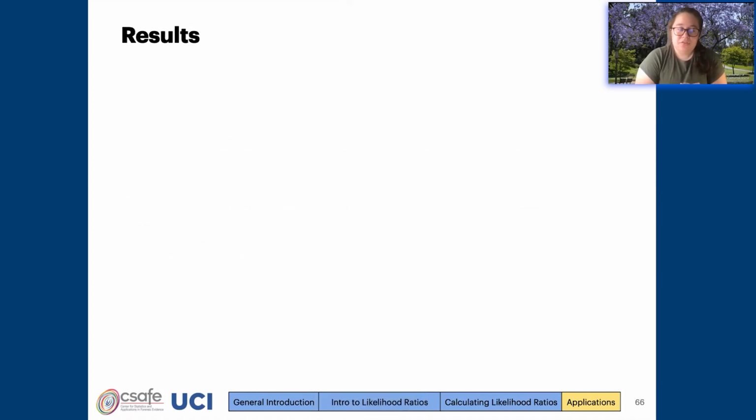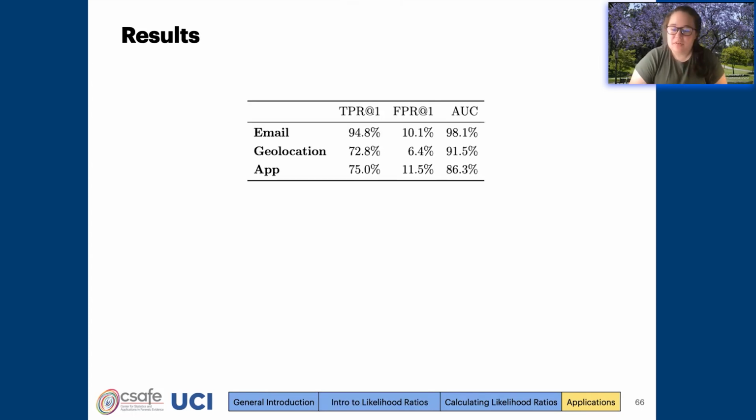And so here are the results from evaluating the likelihood ratios on all three of these data sets using the same source and different source pairs. Again, we have the email, geolocation, and app data set. The first metric that we looked at here is the true positive rate using 1 as a threshold. We want this to be high, close to 100. We can see that we got good results on the email data set and moderately good results for the other two data sets. We also looked at false positive rate using 1 as a threshold. We want this to be low. And again, we got moderately low false positive rates and the lowest on the geolocation data.